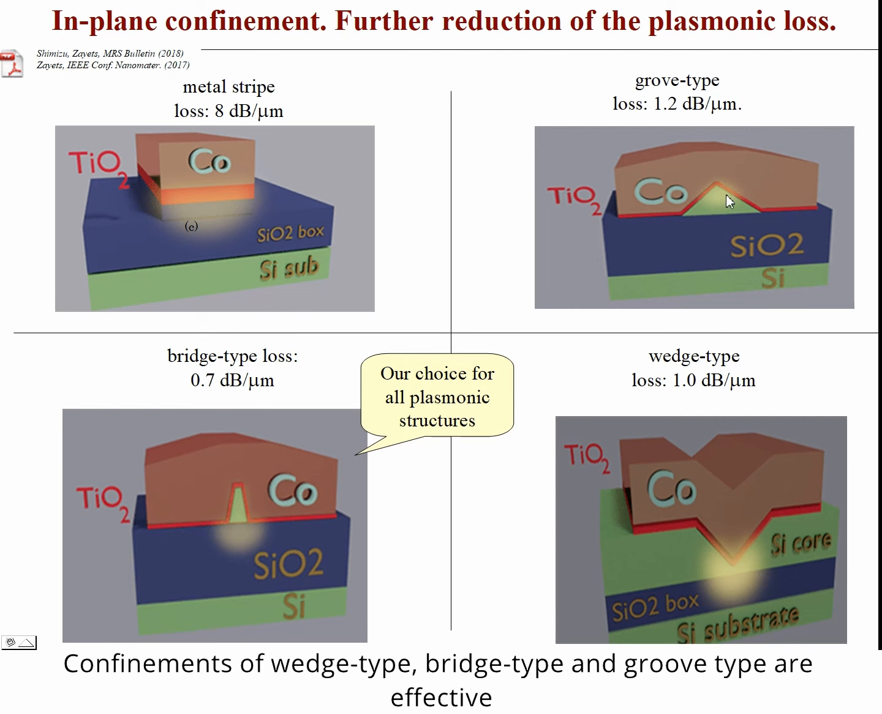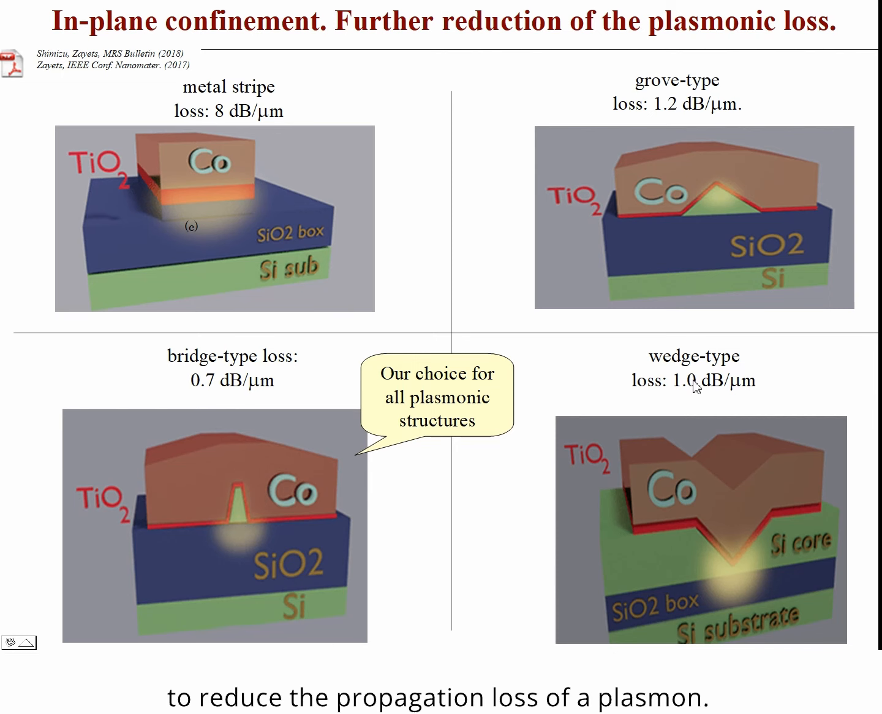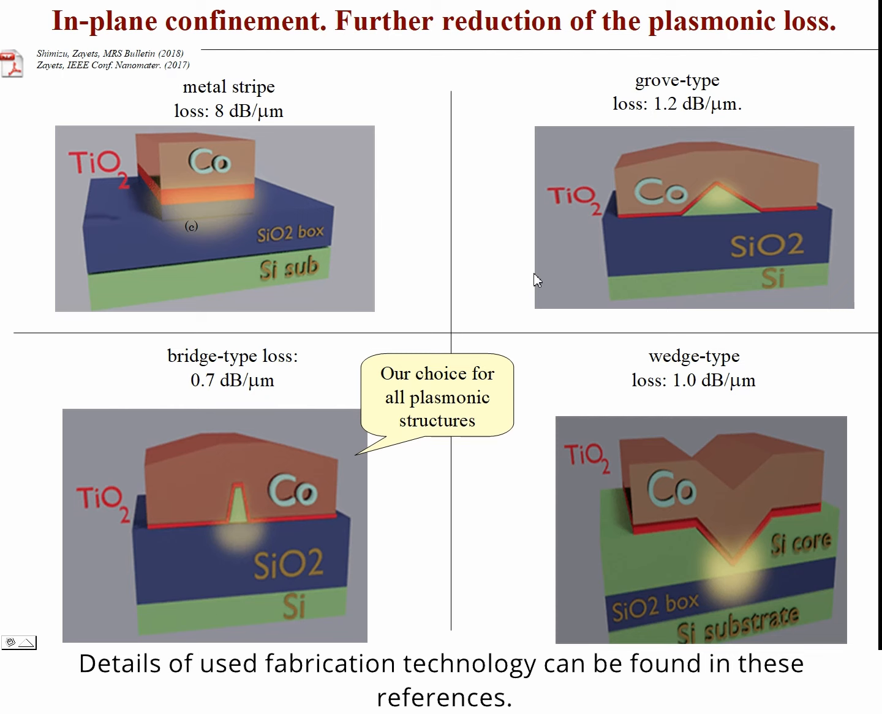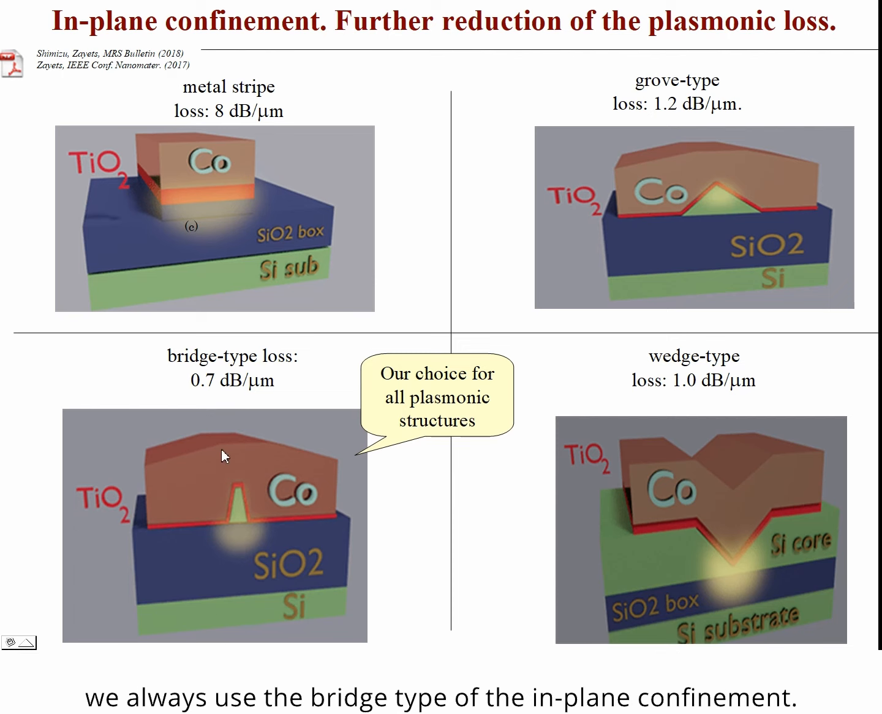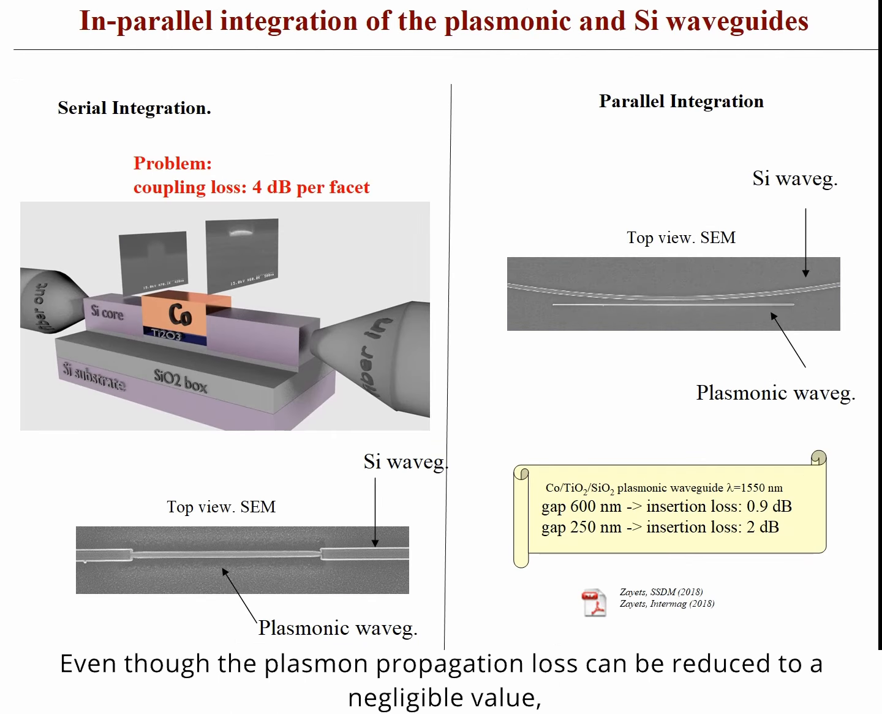Confinement of groove type, wedge type, and bridge type are all effective to reduce the propagation loss of plasmons. Detail of the fabrication technology can be found in this reference. Because of the smallest loss and the simplest fabrication technology, we always use the bridge type of in-plane confinement. All plasmonic structures whose measurement data are shown in this presentation are of the bridge type. Even so, the plasmon propagation loss can be reduced to a negligible value.